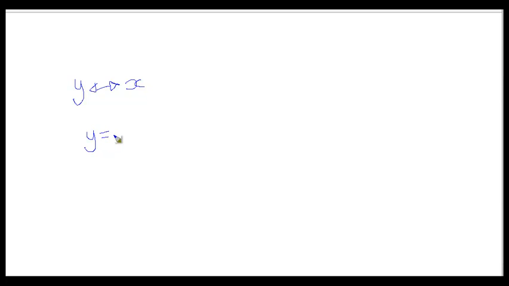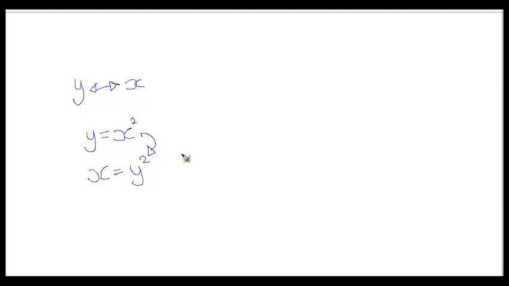So to show you an example of this, if we have the function y equals x squared, to get the inverse function, we have to swap the y and x values. So we then get the equation x equals y squared. So this is the inverse function.